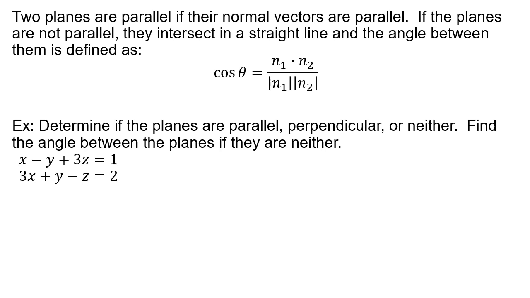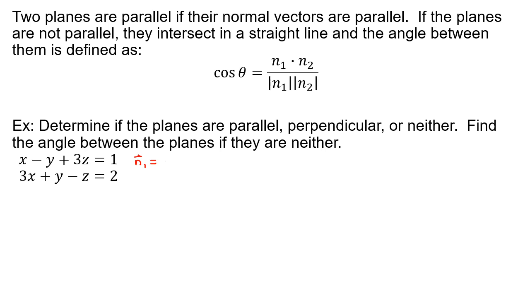So this example down here says determine if the planes are parallel, perpendicular, or neither, and find the angle between them if they are neither. Well, you're going to base this off the normal vectors. If you have a plane, the normal vectors are the coefficients in front of the x, the y, and the z. So my normal vector for the first one would be, oops, sorry, got the little bracket here.